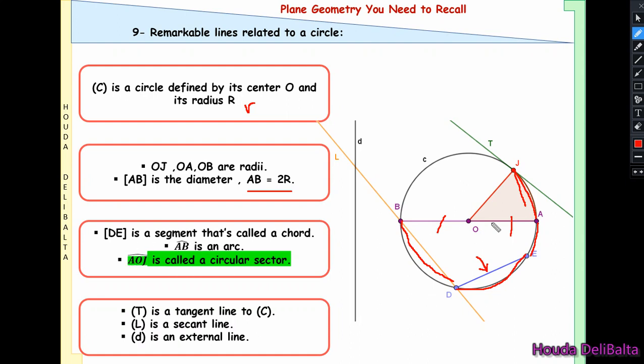Now AOJ, that shaded part, like a pizza slice, is called the circular sector.